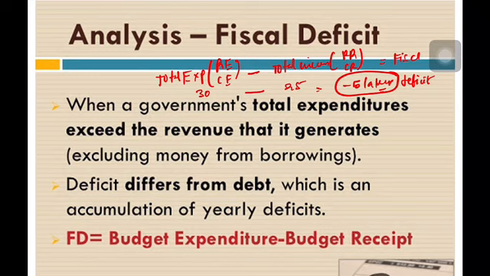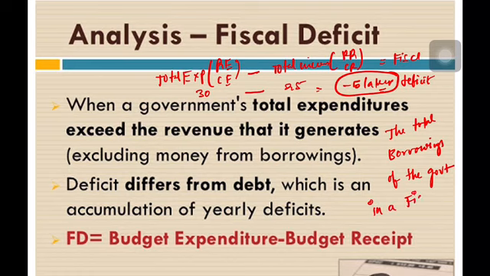Because there are many definitions of fiscal deficit given in the books, some of you may get confused by reading those definitions. That's why I will give you one easy definition: the total borrowings of the government in a particular year or in a fiscal year, that is called fiscal deficit.